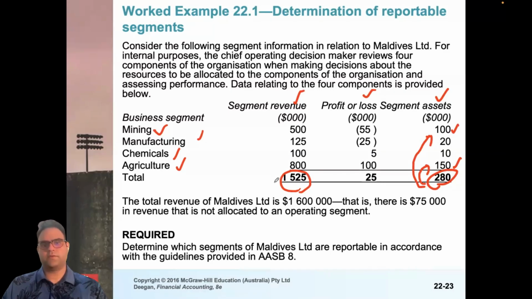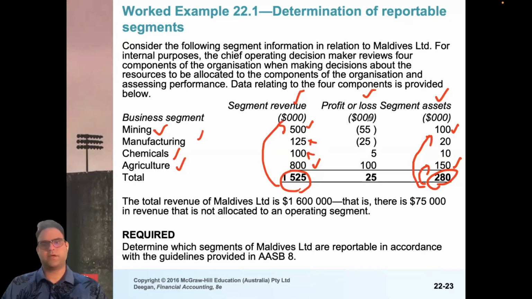In the case of revenue, that is 1,525, the 10% is 152. Definitely mining is a part of it. Manufacturing will not be a part of it. Chemical will not be a part of it. Agriculture, yes, definitely is a part of it. So we can see which one is 10% or more.